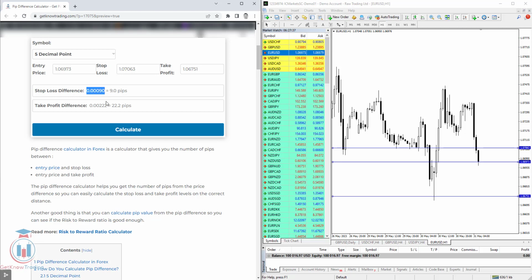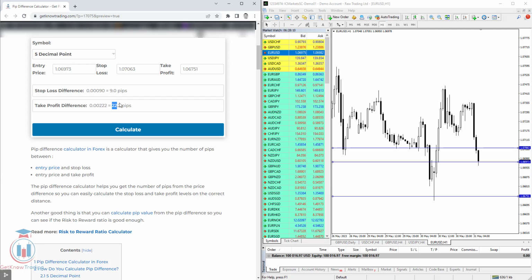When you click calculate, you get the price difference. And the price difference is with 5 decimal points because you have a 5 decimal point symbol. On the last 2 digits, which are the 4th and the 5th decimal point, we have 90, which means 9 pips and 0 pipettes. But here the take profit difference has 22 as the last 2 digits, so we have 22.2 pips, which means we have 2 pipettes and 22 pips.